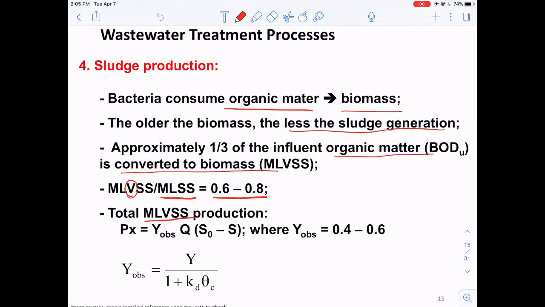And people can also calculate the total MLVSS production that is happening within the aeration tank. This is just based on the difference of the food concentration, or the organics concentration. So S0 is the inflow organics concentration, and S here is the outflow concentration of the organics. Okay.